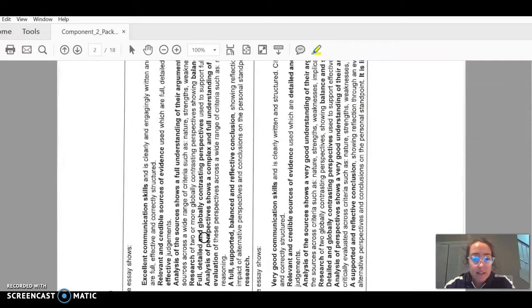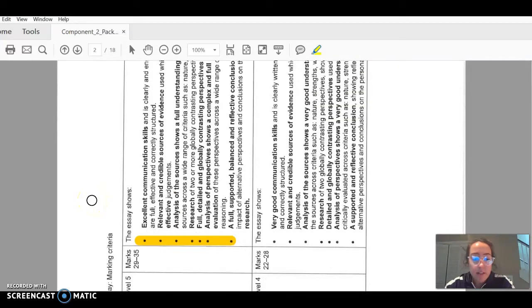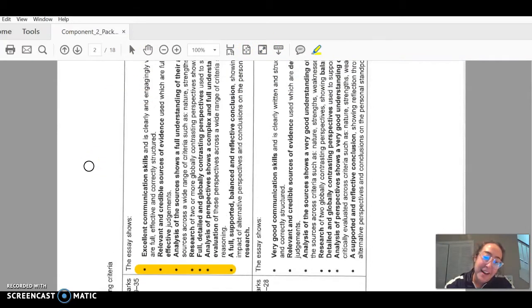This section is the mark scheme for paper 2, and you can sort of flip your paper. I wonder if I can flip it. Maybe not. You may just have to turn your head sideways.